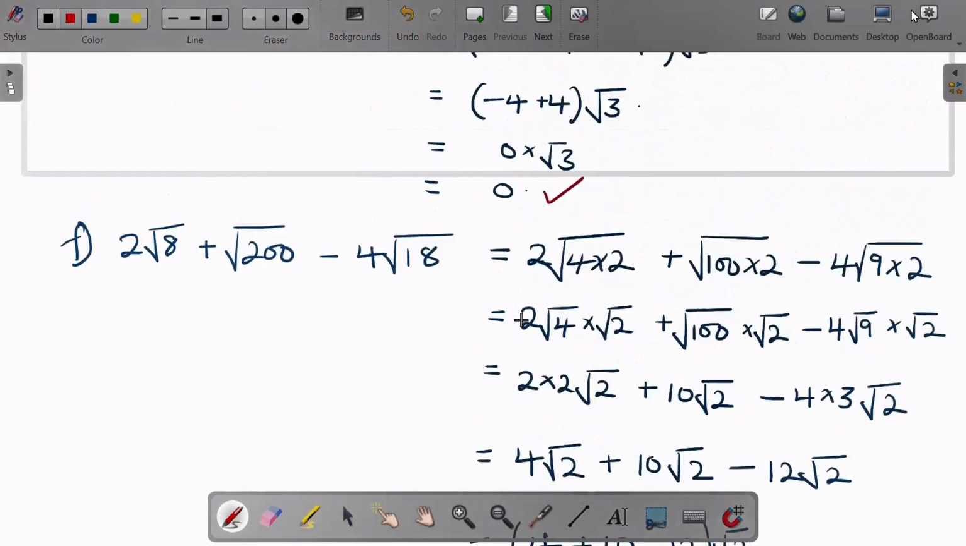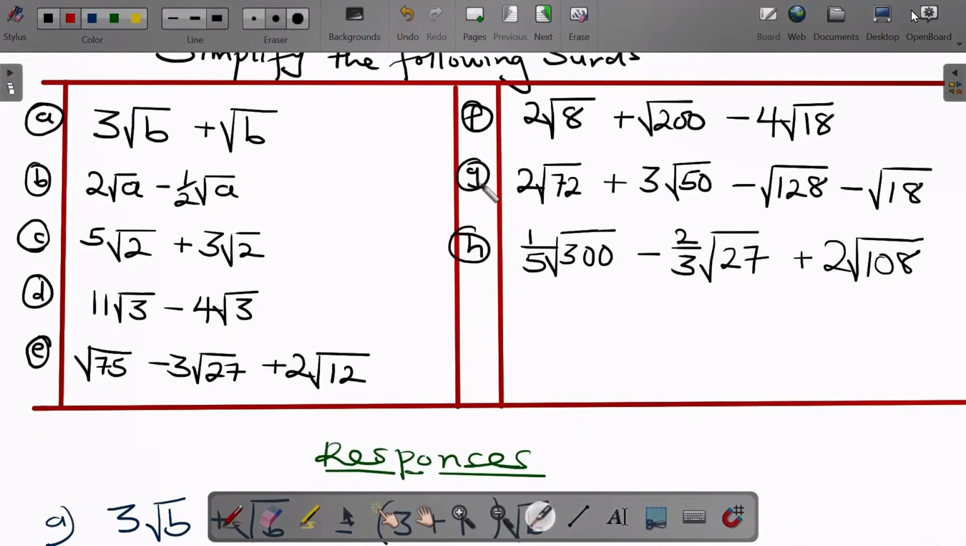And I can see we are left with two parts. We are left with G and then H. Please try out part G and part H, and please drop the answers in the comment section.